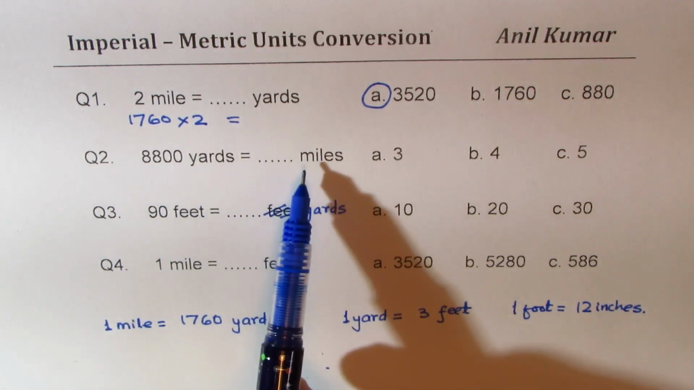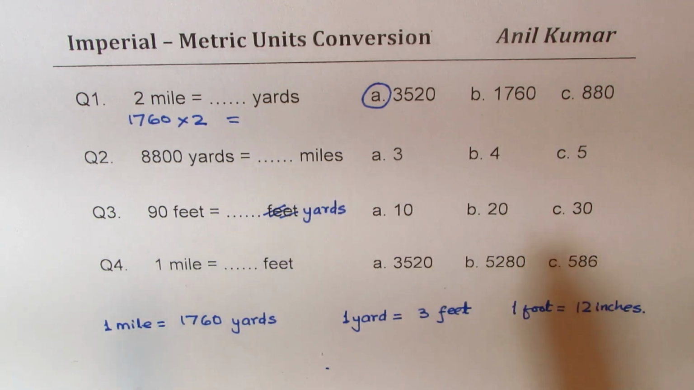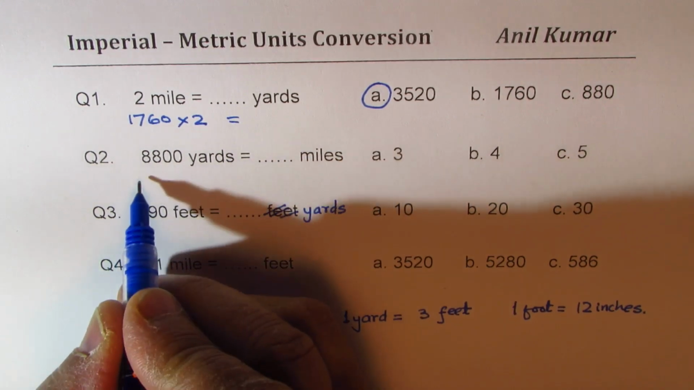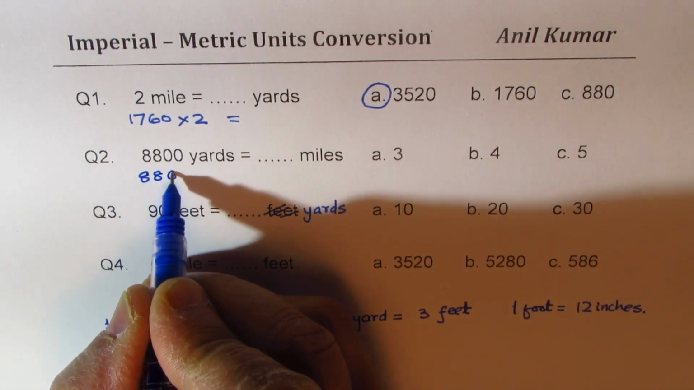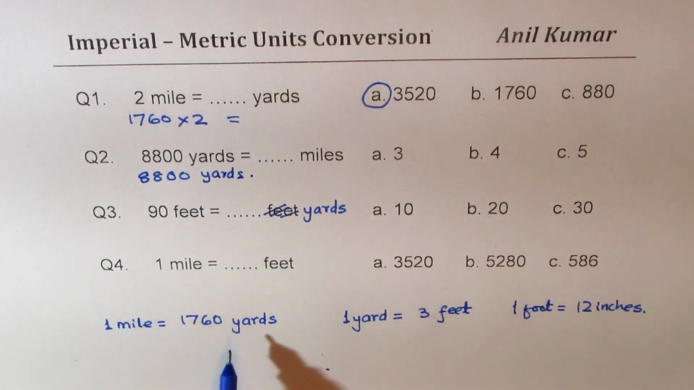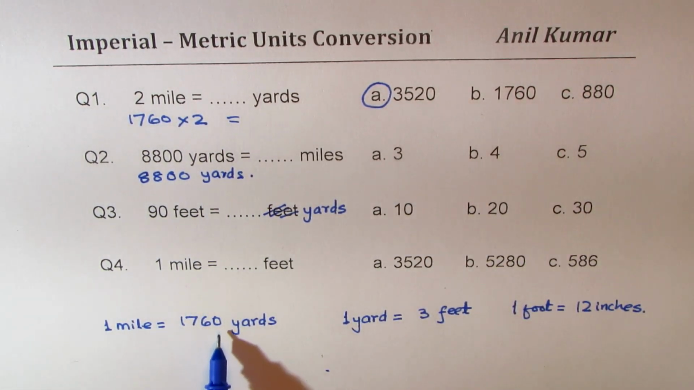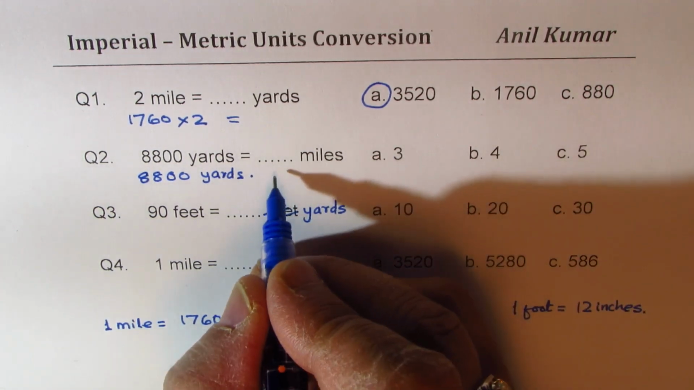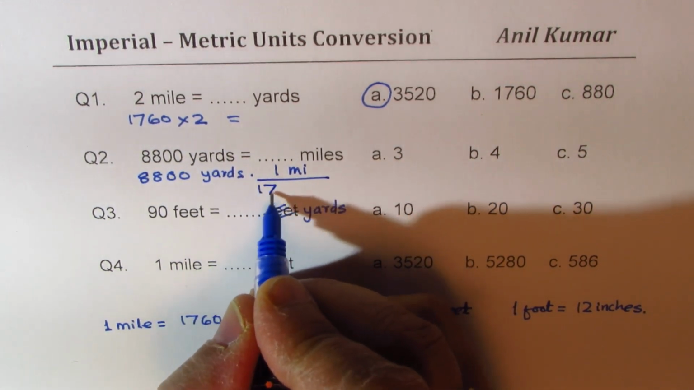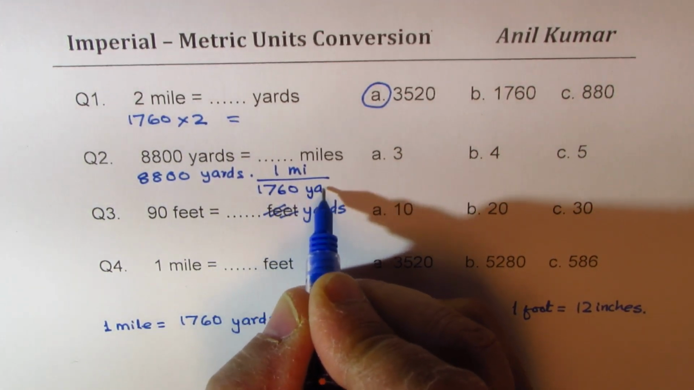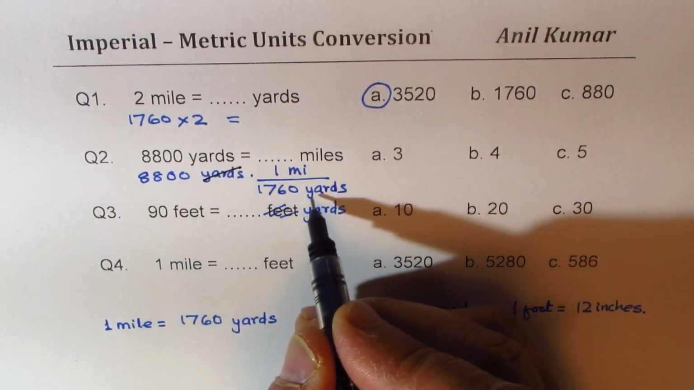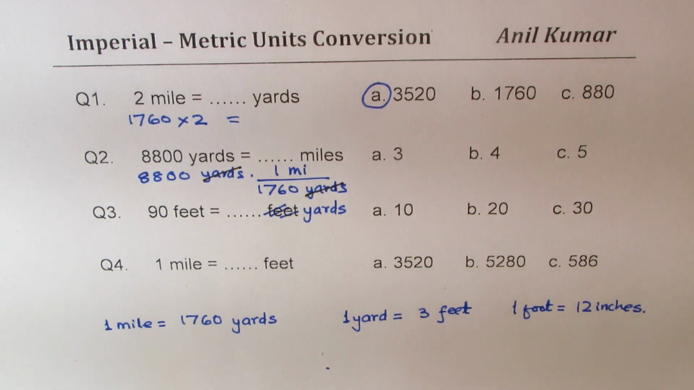8800 yards to miles. So we'll get a smaller number, right? Conversion factor is 1 mile is 1760 yards. So what you could do here is when you write this 8800 yards, think like this. 1 mile is 1760 yards. You want in miles, so you could write this as times 1 mile, right? Divided by 1760 yards. So in this case, if you write like this, yards and yards cancel, you get units in miles.